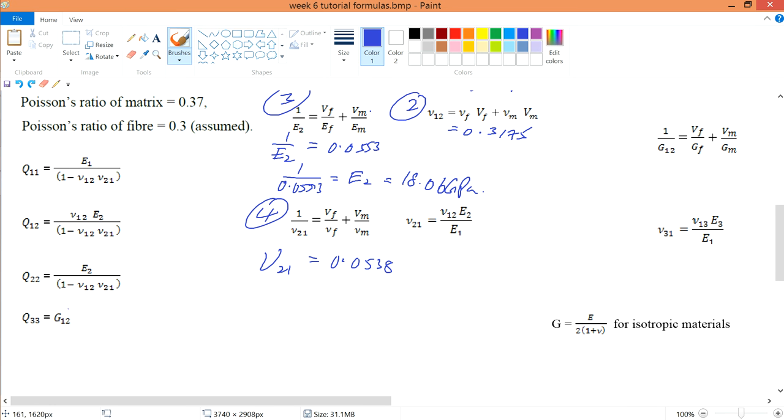Okay, and the last one is your G12, so you need to find your G12, which is this one. Okay, so what we have after you calculate, so I have the 5th step.